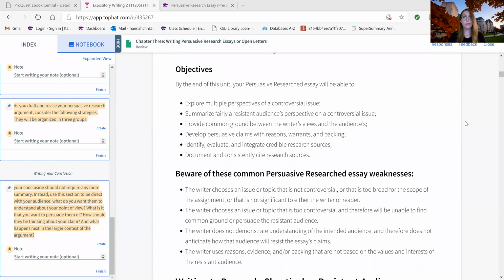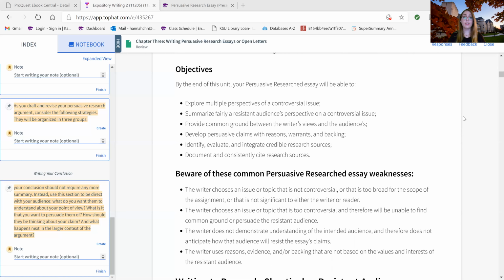All right, main objectives for the persuasive research essay. Explore multiple perspectives of various stances of a controversial issue. Summarize a resistant audience's perspective on this issue. Provide that common ground between your stance and your resistant audience's stance. So again, demonstrate that you understand their beliefs when you are appealing to them.